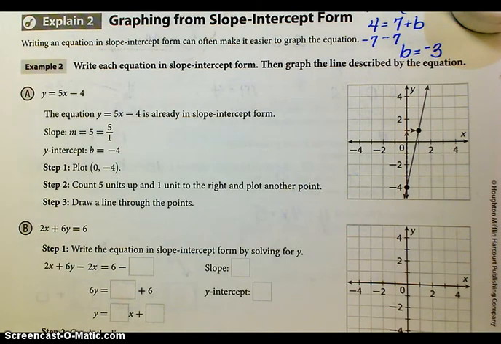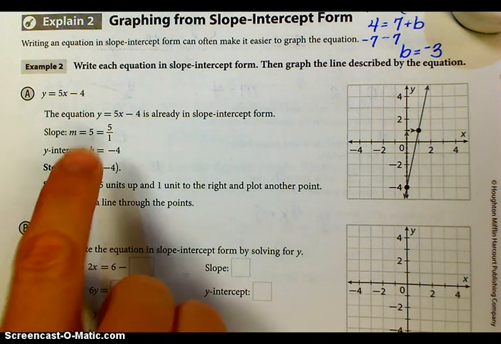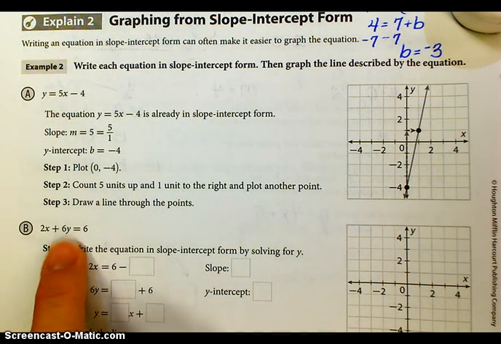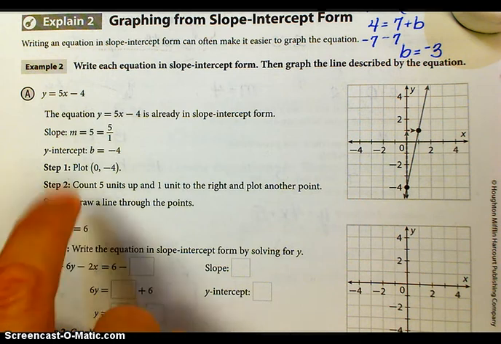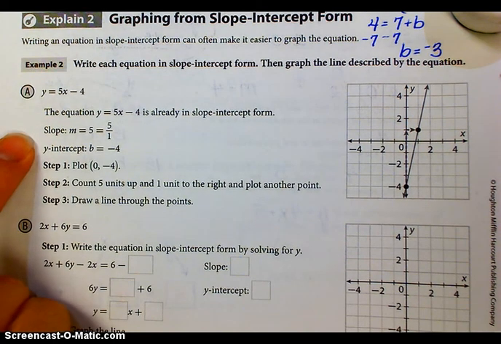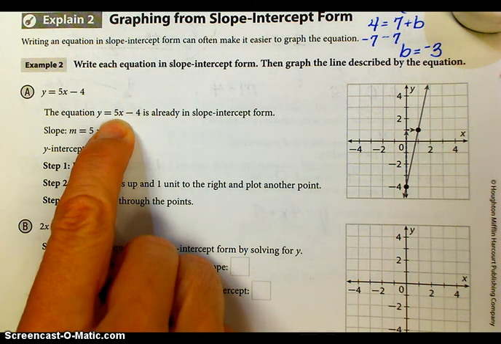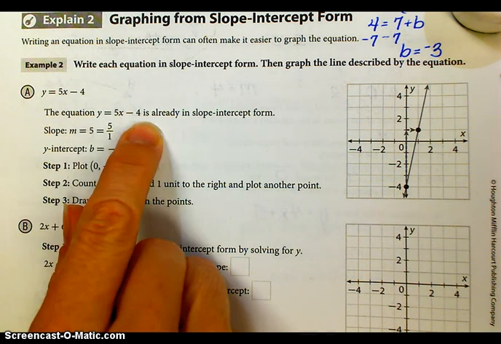All right, now I'm down towards the bottom of page 250, and I'm looking at example 2a and example 2b. So first, write each equation in slope-intercept form. It looks like that one's already in slope-intercept form. This one we'll have to write in slope-intercept form, but this one's already in slope-intercept form. So the slope is 5. It's right there where it's got the m in the formula, y equals mx plus b.